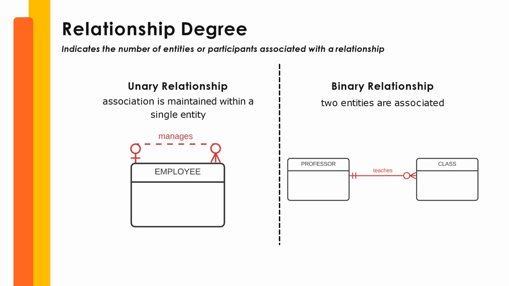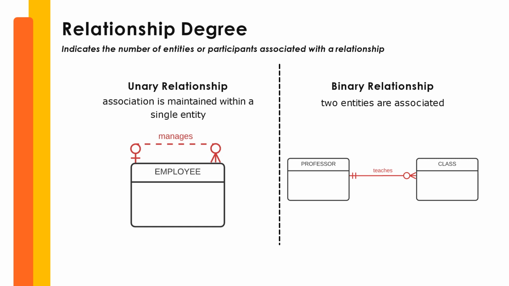Let's take for example this one, employee entity. We all know that managers are also employees. So instead of having a separate table for managers, we can just have a unary relationship with the same table that captures the relationship of employees with their managers.